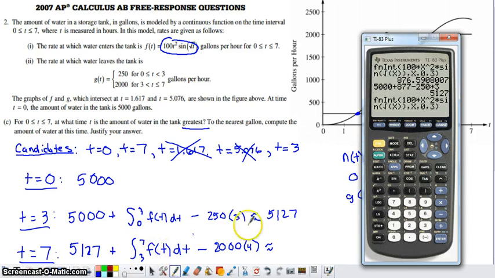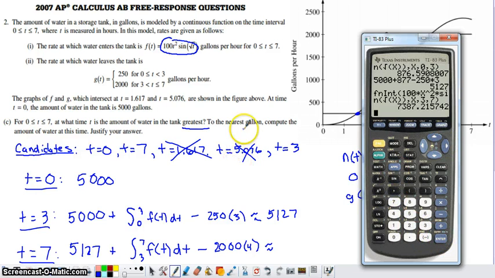I need to do the integral from 3 to 7 this time. So my lower limit would be 3. My upper limit would be 7. So that gives me 7,387 gallons that enter the tank from this time to this time.